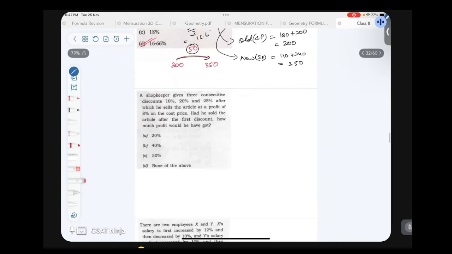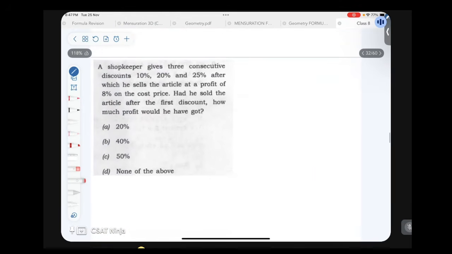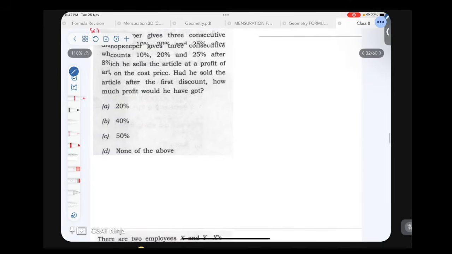Next is, what is it? A shopkeeper gives 3 consecutive discounts. Okay, I'll leave this one for you. You give it a try. If you're not getting the answer, I'll solve it for you, okay?